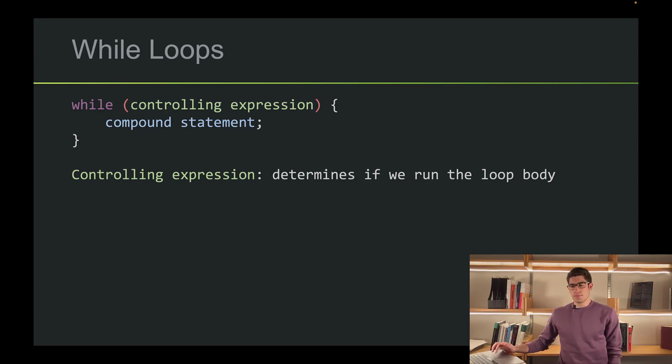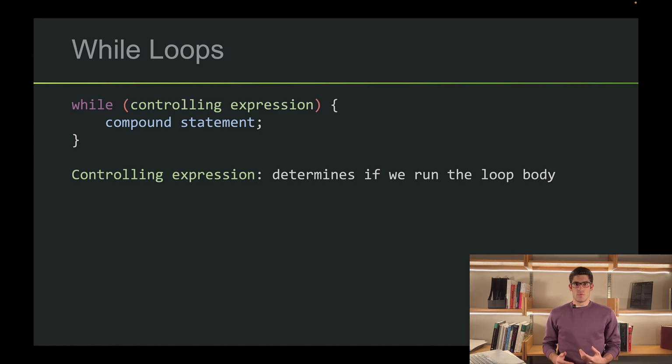First, it's the while loop. To use the while loop, you just have to use the while keyword, followed by a controlling expression surrounded in round brackets and a loop body surrounded in squiggly braces. A controlling expression is just an expression that evaluates to a Boolean value. What this controlling expression does is it determines if we run the loop body or not. The loop body will run as long as the controlling expression evaluates to true. And if it evaluates to false, we exit out of the loop.